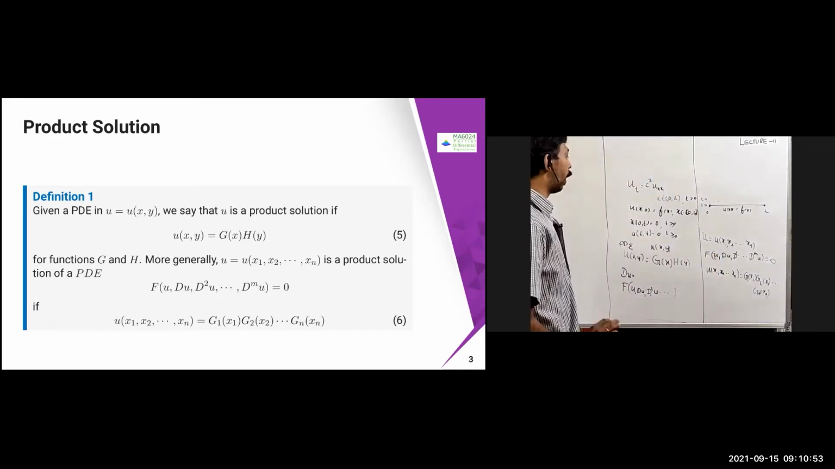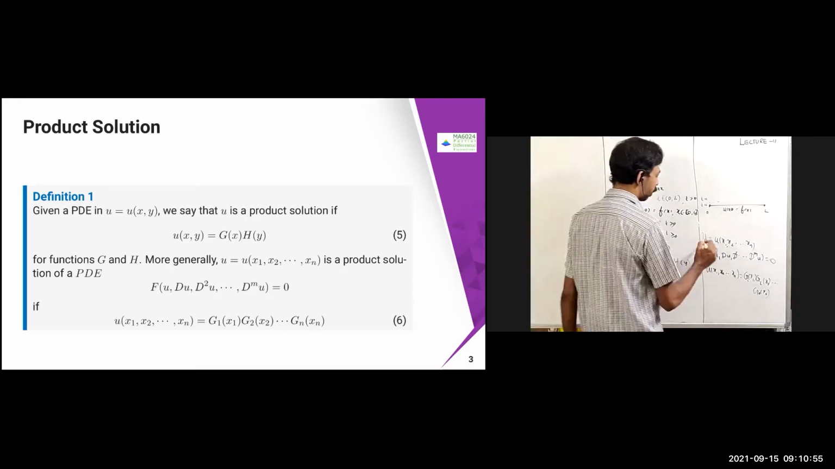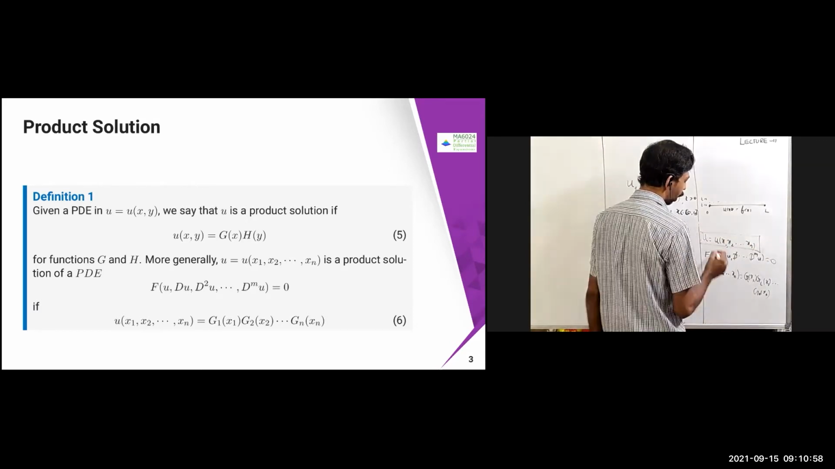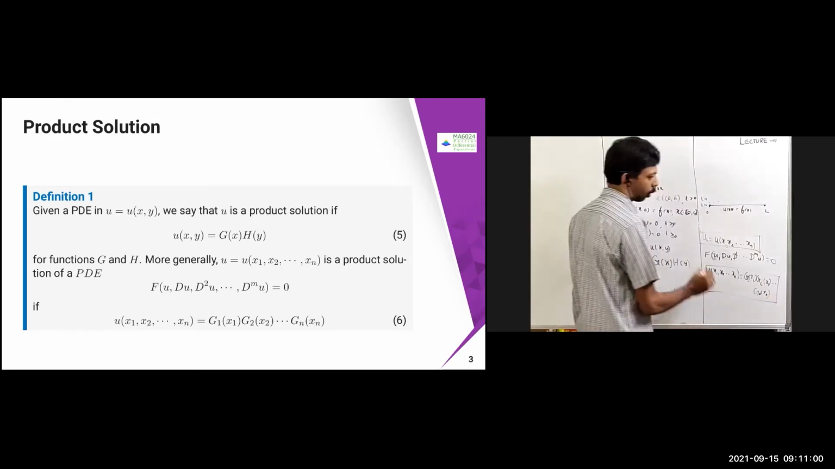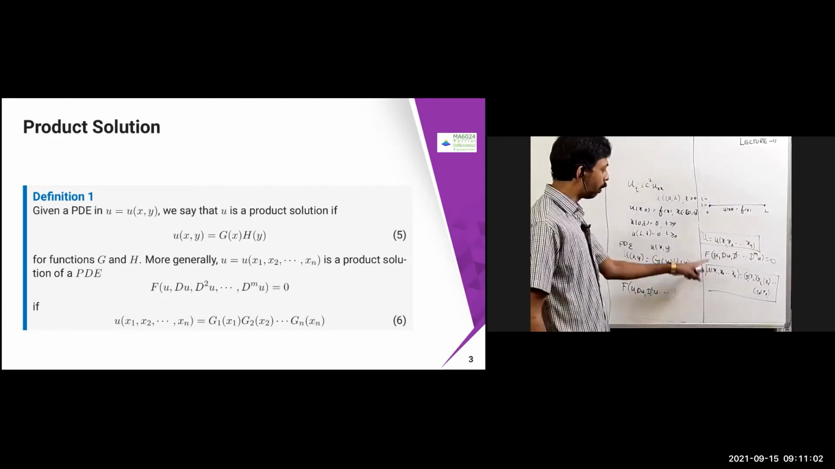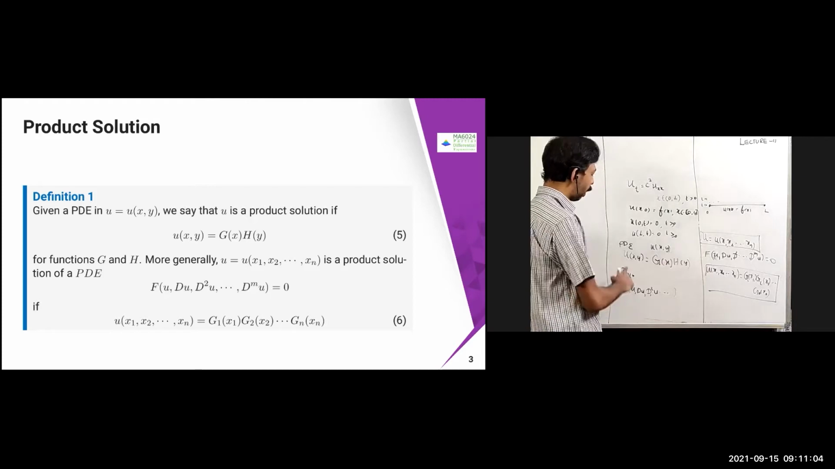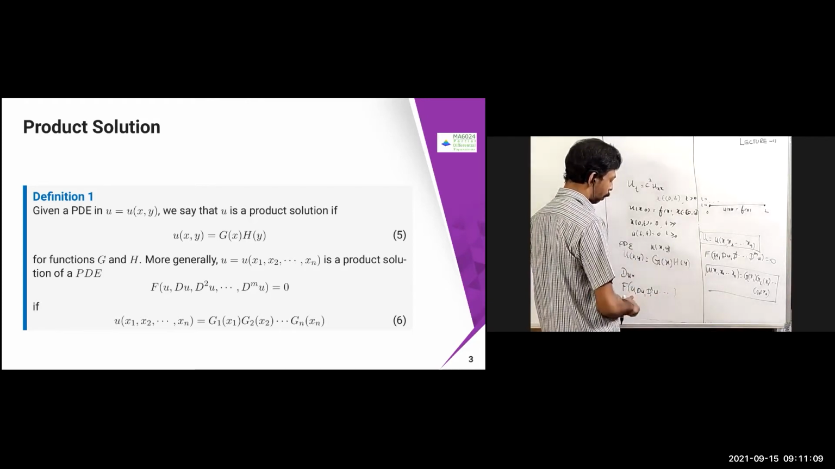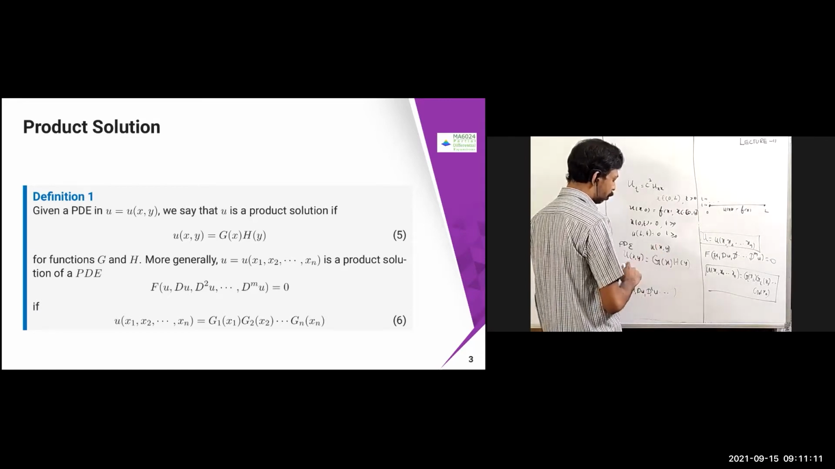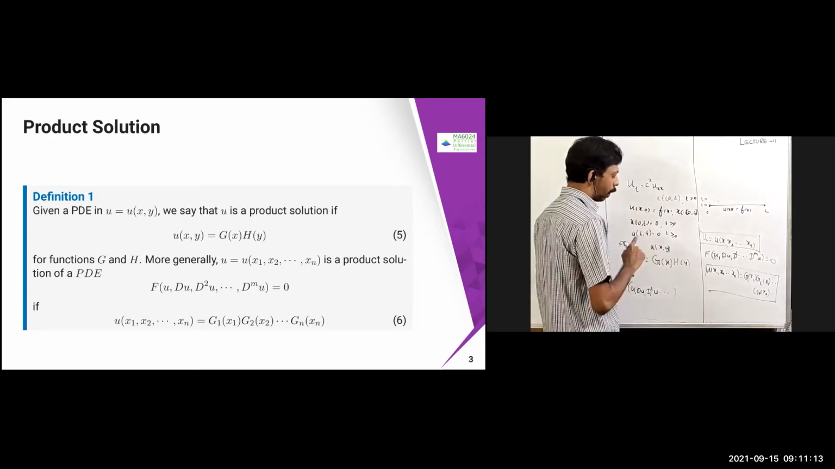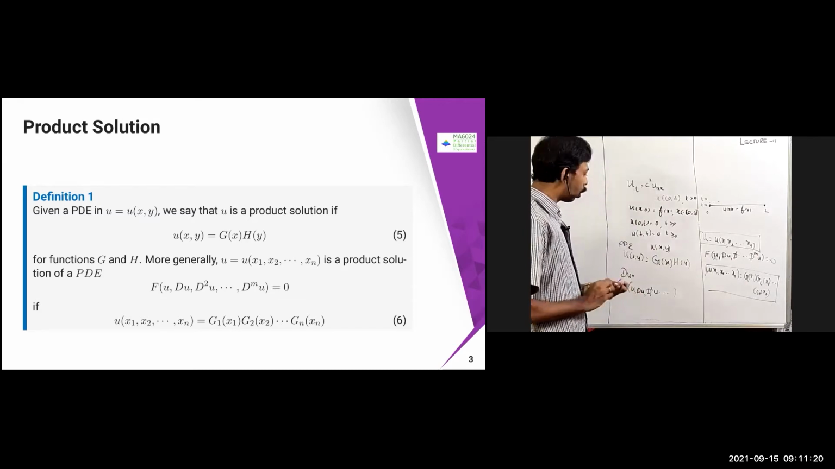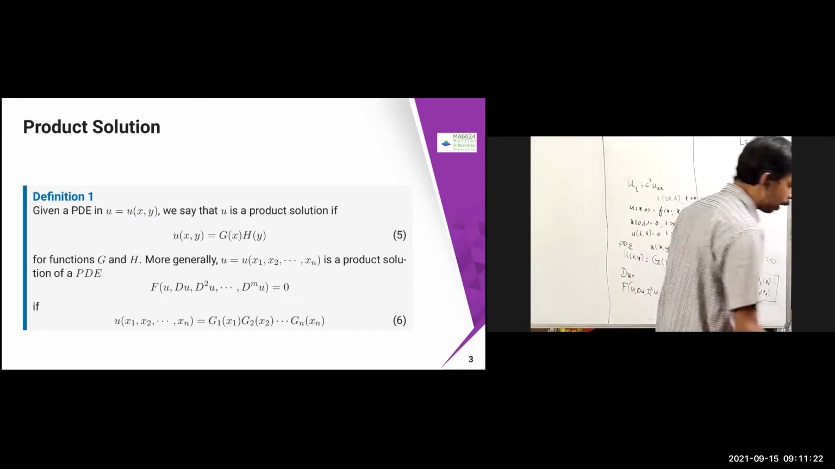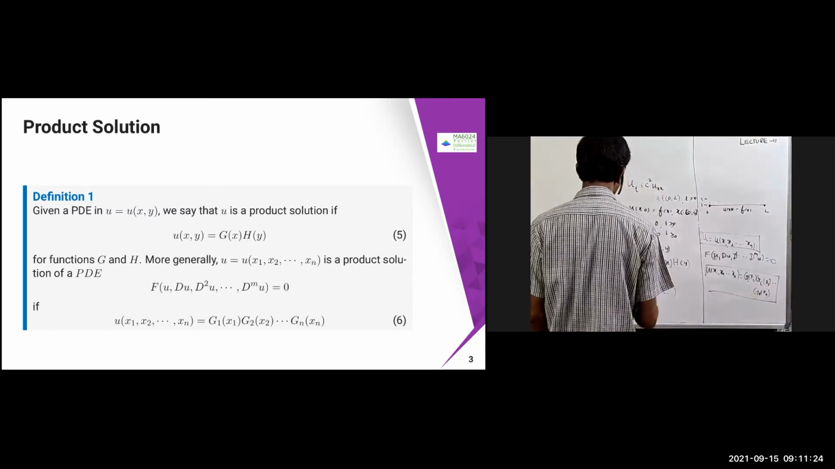Then this u is a product solution of this problem. Same way here, if I have f of u comma d square u, etc., where u is a function of x comma y, and it can be written as u of x comma y equal to g of x into h of y, then this u is called the product solution of this PDE. Now this is the method which I'm going to apply for our heat equation. So don't forget about this one.